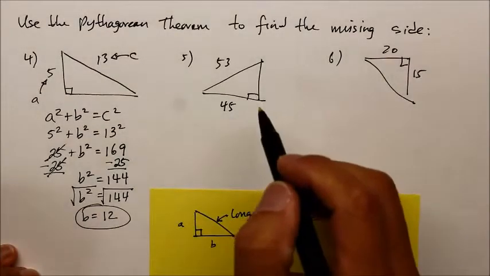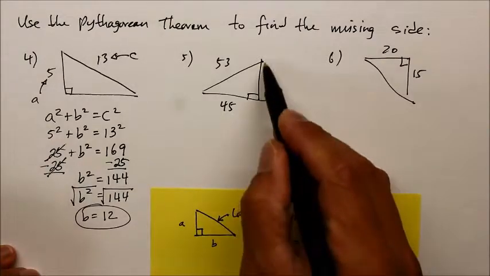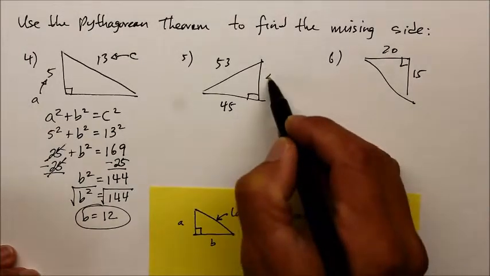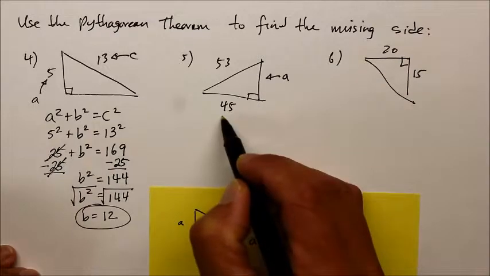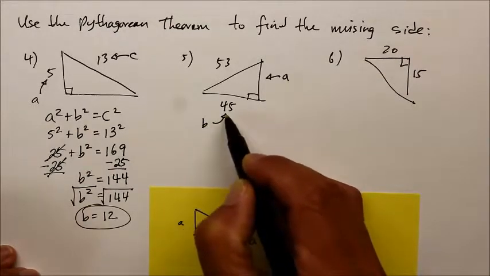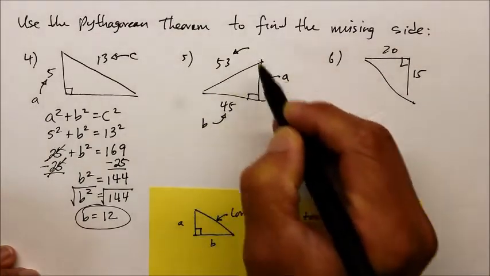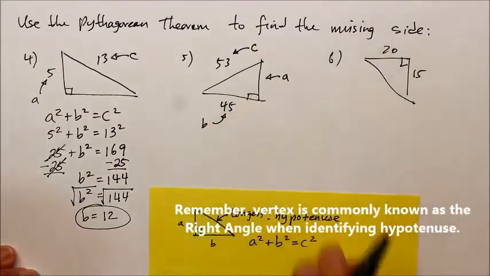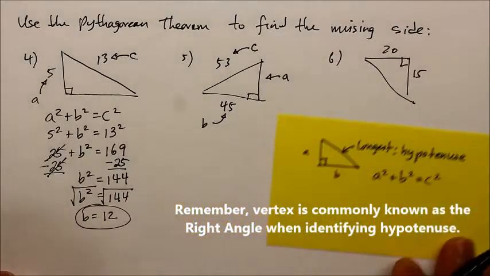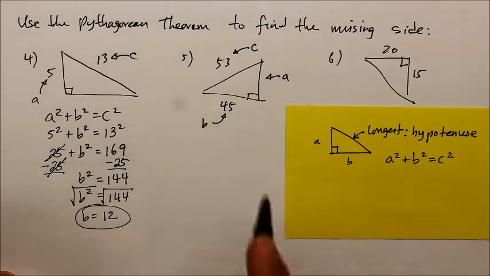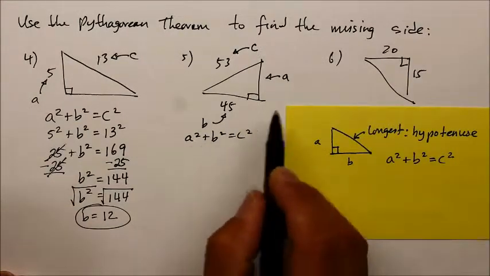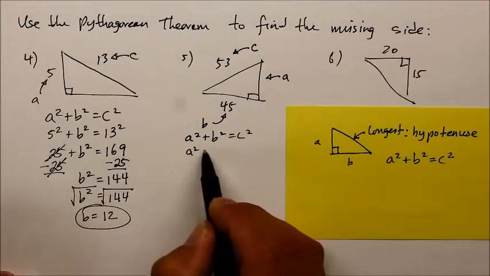So number 5, this time the vertical portion of the triangle is not given. We could still call that A, so we're looking for that. B is now given as 45, and C, the longest part opposite of the vertex, the hypotenuse, is given as 53. So we're going to still use the general form, a squared plus b squared equals c squared. A squared this time is not given, so we're going to look for that.